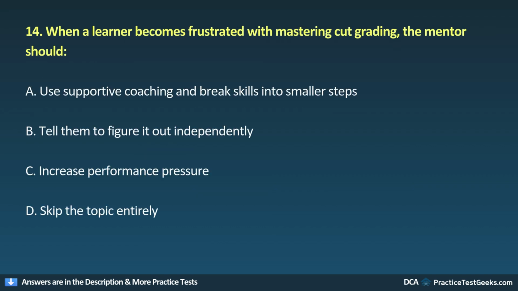14. When a learner becomes frustrated with mastering cut grading, the mentor should A. Use supportive coaching and break skills into smaller steps. B. Tell them to figure it out independently. C. Increase performance pressure. D. Skip the topic entirely.